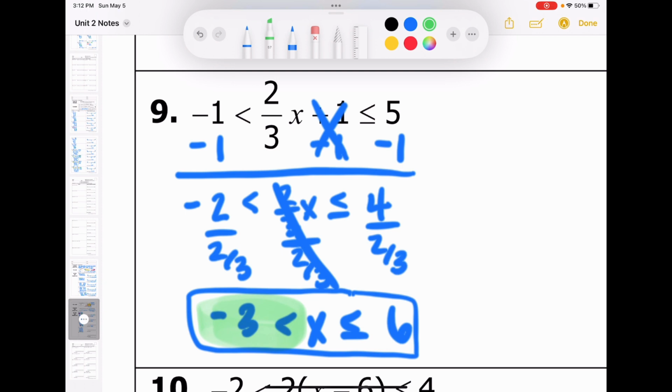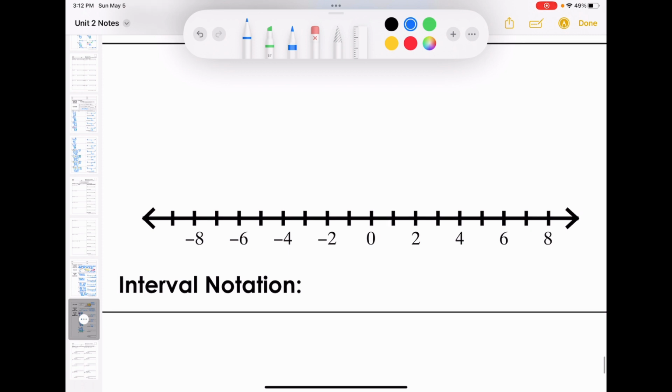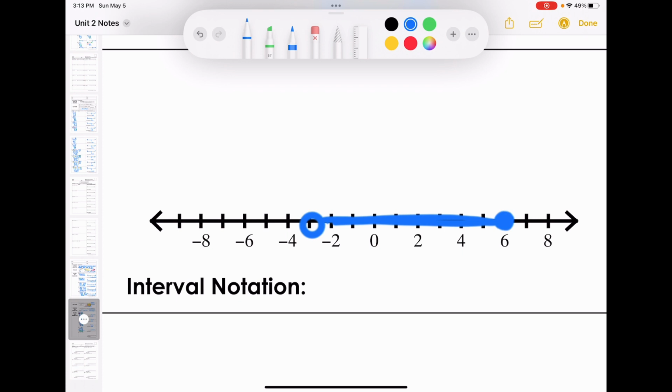Negative 3 has just a less than sign beside it, so that's an open circle. 6 has less than or equal to, so that's a closed circle. So for our inequality, negative 3 is open, and 6 is closed, and then we connect them together. So for my interval notation, I'm going to have negative 3, 6. Negative 3 is going to have a parentheses because it's open. 6 is going to have a bracket because it's closed.